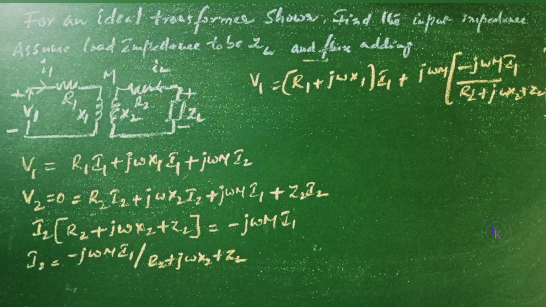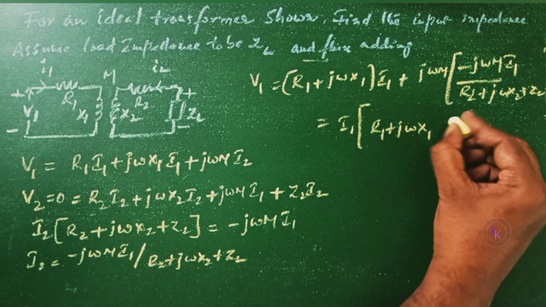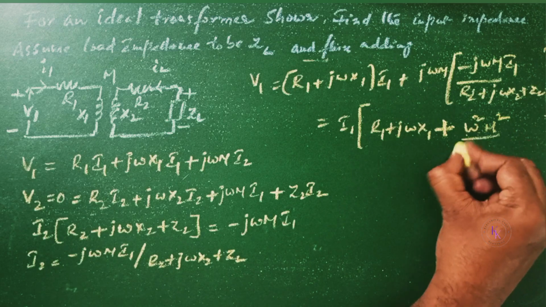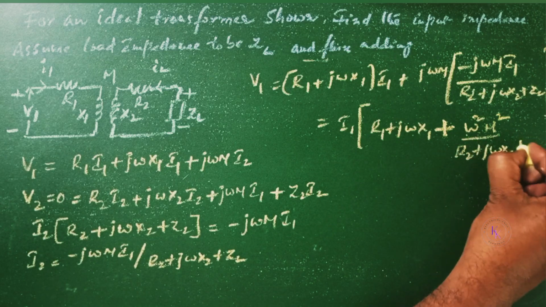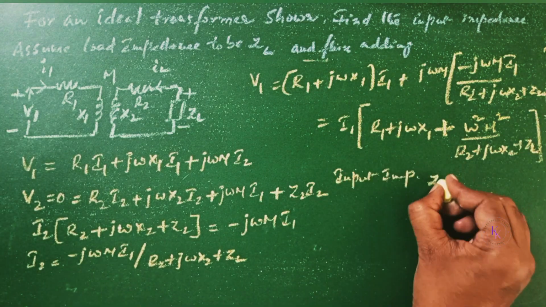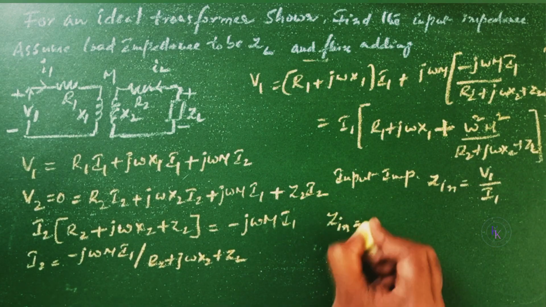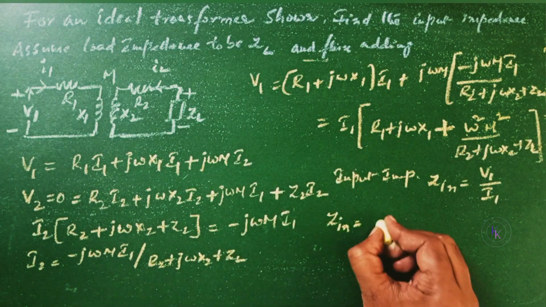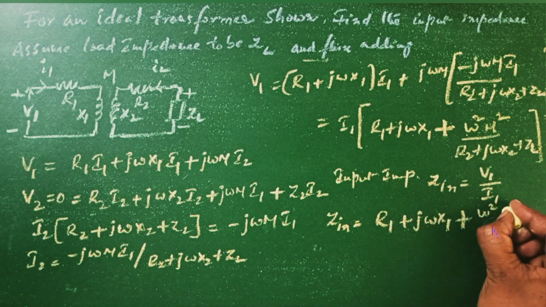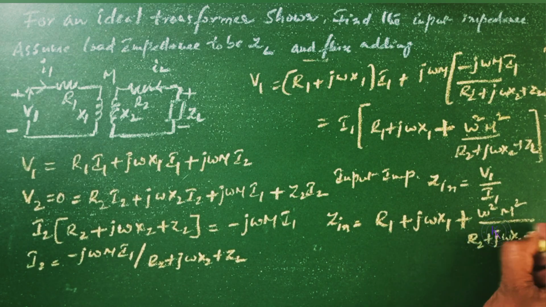Now taking I1 common from this: R1 plus j omega x1, j into minus j gives plus 1, so plus omega square M square divided by (R2 plus j omega x2 plus ZL). Input impedance, Z input equals V1 by I1. Then Z input equals R1 plus j omega x1 plus omega square M square divided by (R2 plus j omega x2 plus ZL).